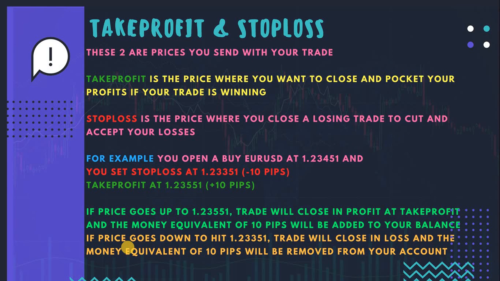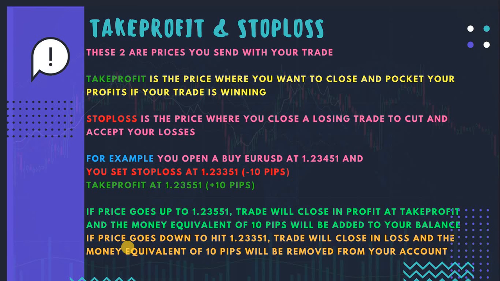Then you have take profit and stop loss. These are two prices that you send with your trade. Take profit is the price where you want to close and pocket your profits if your trade is winning, while stop loss is the price where you close a losing trade to cut and accept your losses. For example, you open a buy Euro USD at 1.23451 and you set your stop loss at 1.23351, which is minus 10 pips, and then you put your take profit at 1.23551, which is plus 10 pips.